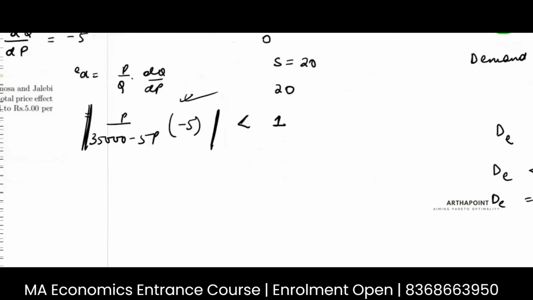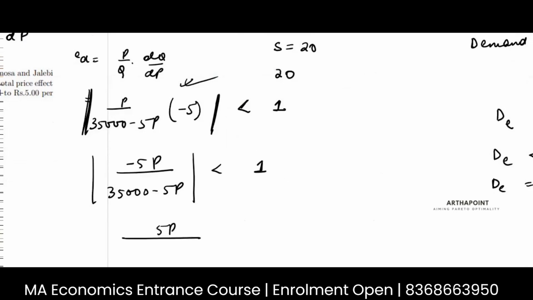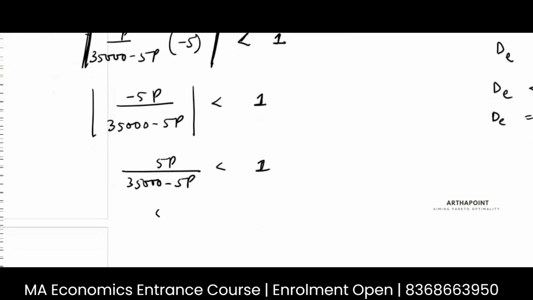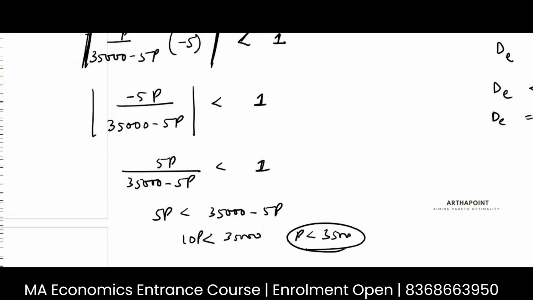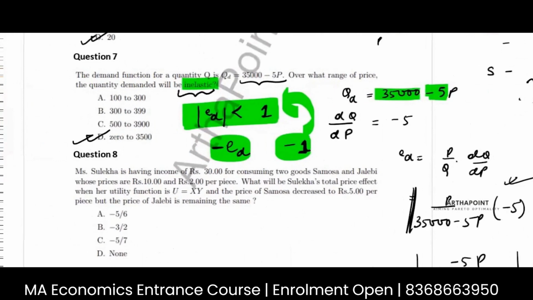So now let's just go ahead and solve this. This will be minus 5p by 35,000 minus 5p in absolute values less than 1. Absolute just means this negative sign goes. So 5p upon 35,000 minus 5p less than 1. So 5p less than 35,000 minus 5p, 10p less than 35,000. So p less than 3,500. So the maximum value that you can have is 3,500.